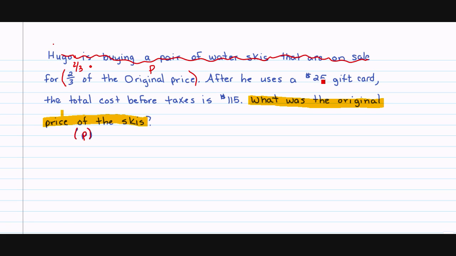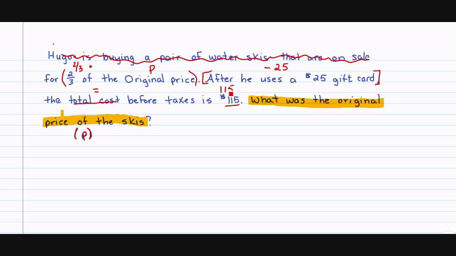After he uses a $25 gift card, this whole thing right here, when you use something, when you spend money, you're subtracting it. Well, how much is he subtracting? He's subtracting $25. The total cost would be $115.